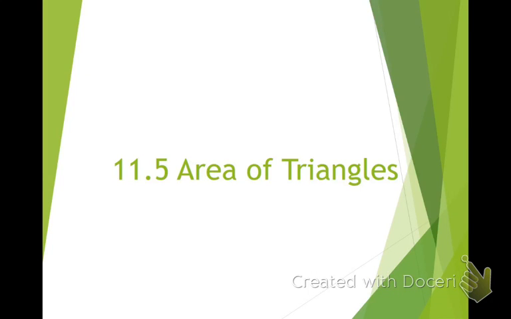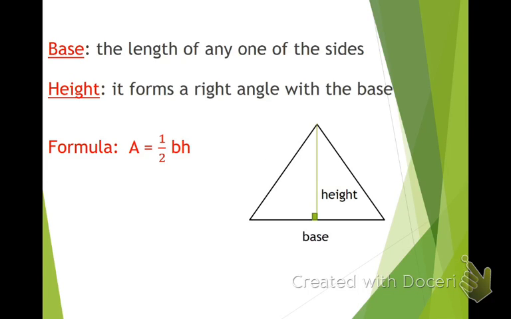All right, last week you guys talked about the area of a parallelogram. You also talked about the perimeter of a parallelogram. Today we're just going to be dealing with 11.5, the area of triangles. Right here we're basically breaking down what we're going to need to know for the lesson today.